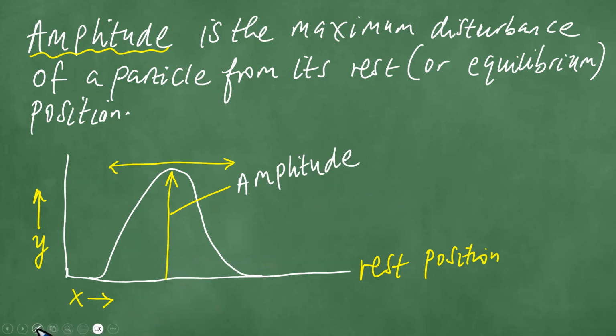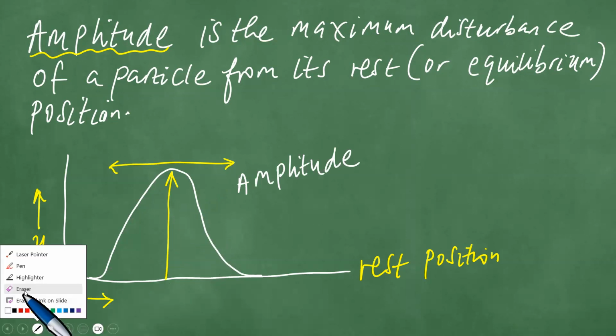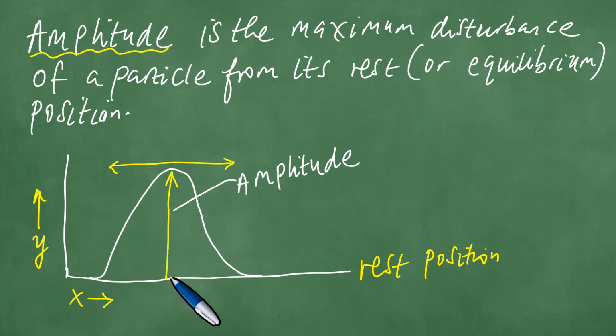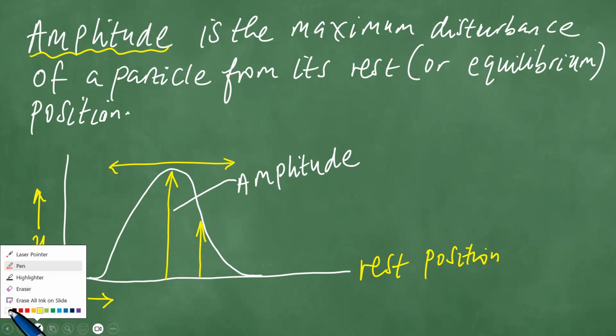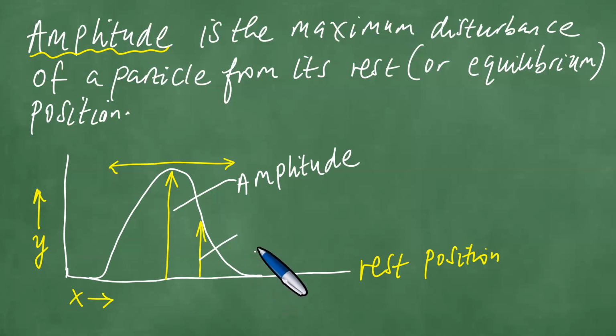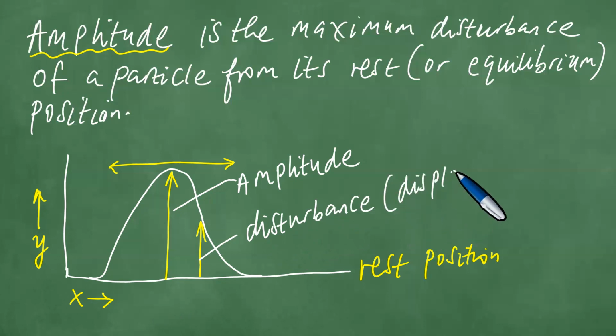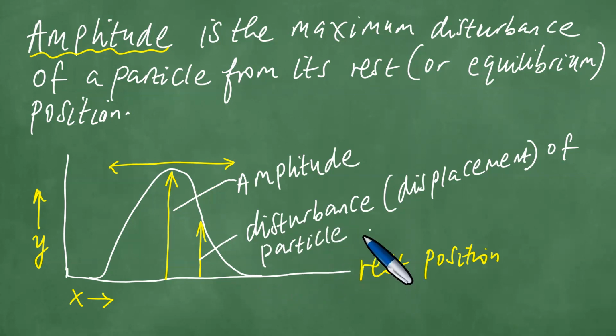And then, maybe I can even clean this up. So this is called the amplitude. And then now you have this one that is disturbance or displacement of a particle, change in y. Okay, so now let's look at these.